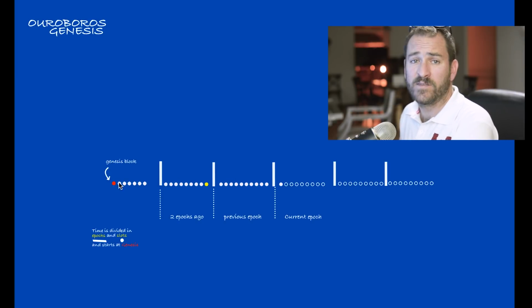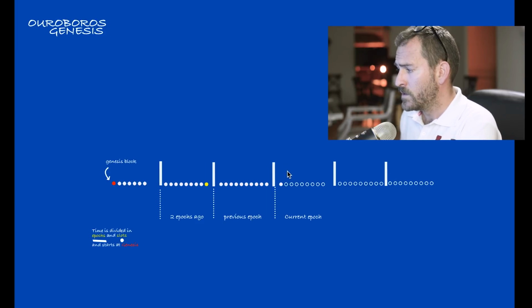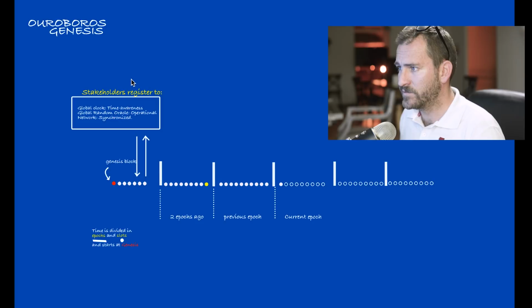Okay? For the sake of this presentation, we are going to assume we are here in the current epoch, and we are just about to produce the first block of that epoch, which corresponds to the first slot of the current epoch. But before we can produce a block, any stakeholder needs to register to three functionalities.